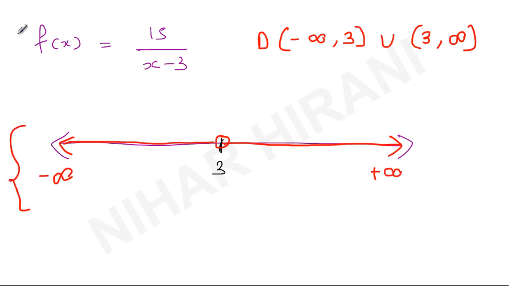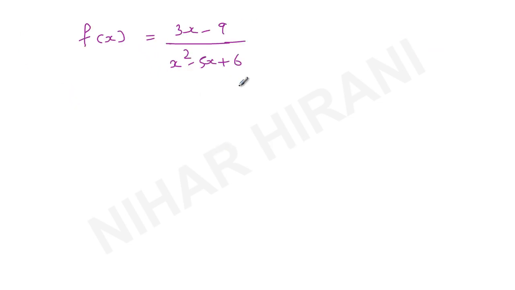Now let us see a more complex example. Let us solve this one, and in this problem I need to think the same thing. My denominator cannot be 0. It means whatever values I substitute in x² - 5x + 6 that make it 0, I cannot take in my domain. So let us think about this.